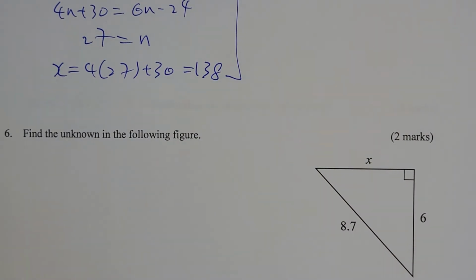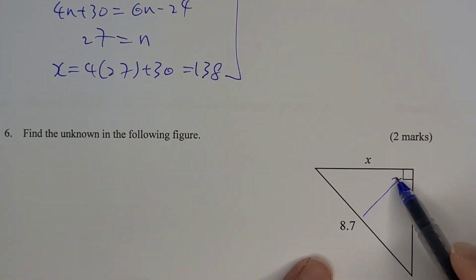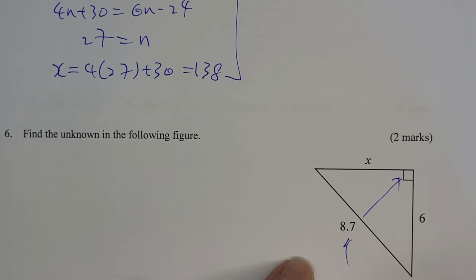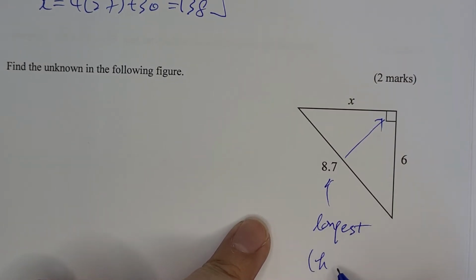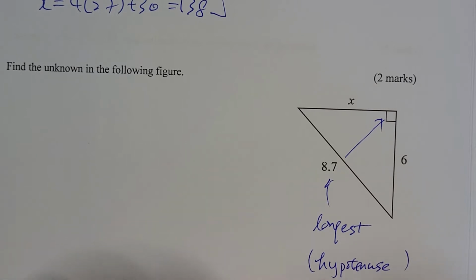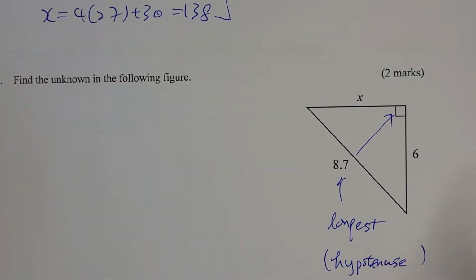And the key point is you need to know which side is the longest, okay? Which side is the longest side? Usually, the side opposite to the right angle is the longest, okay? And we call this line the hypotenuse. It's only used in the right angle triangle, or mainly used in the right angle triangle, okay?